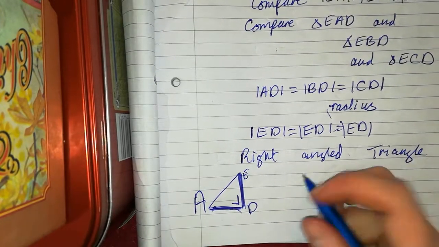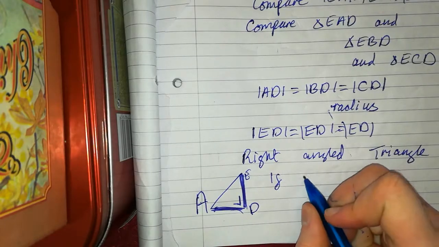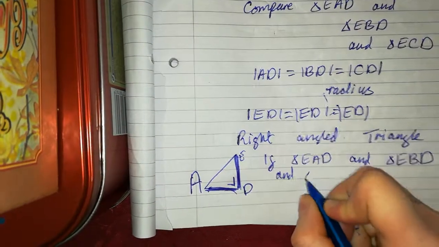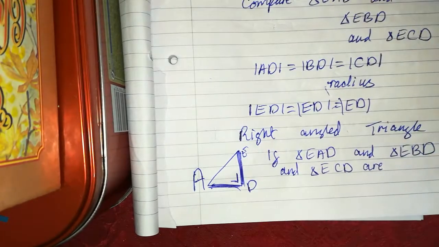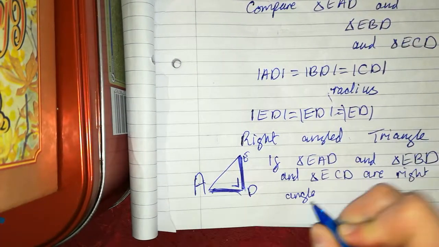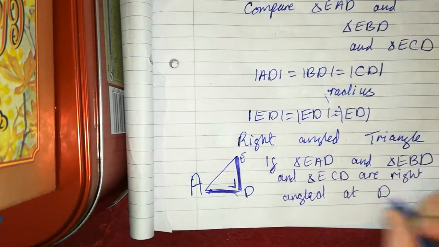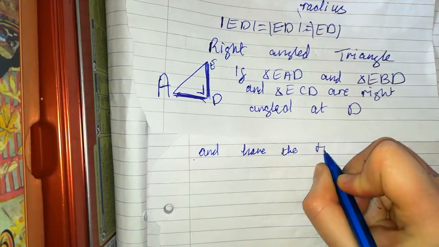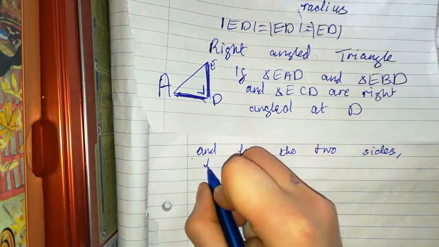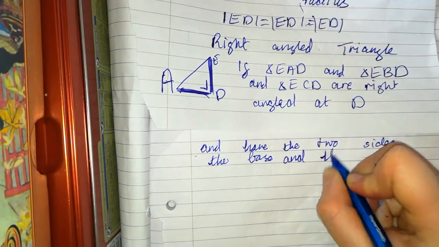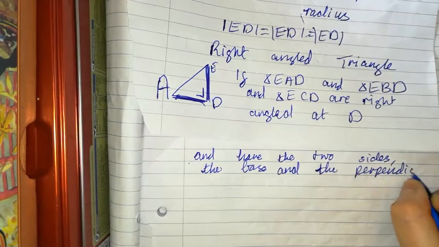So EAD, EBD and ECD are right angled at D, and so the triangles are right angled at D and have two sides, the base of the triangle and the perpendicular, that are equal. So the perpendicular and the base of each of them are equal.